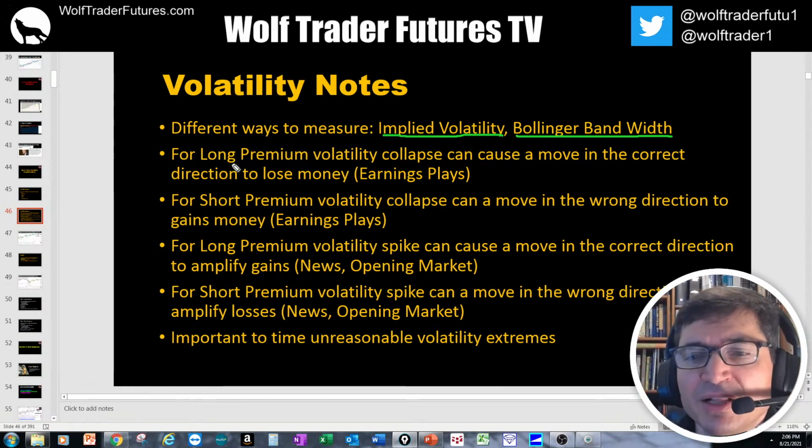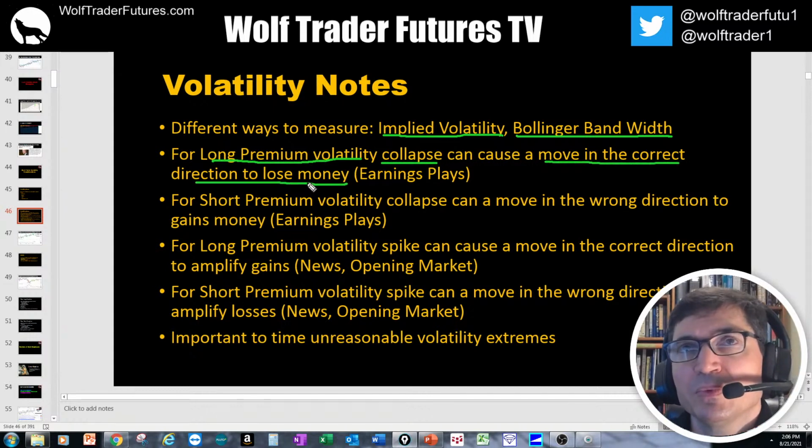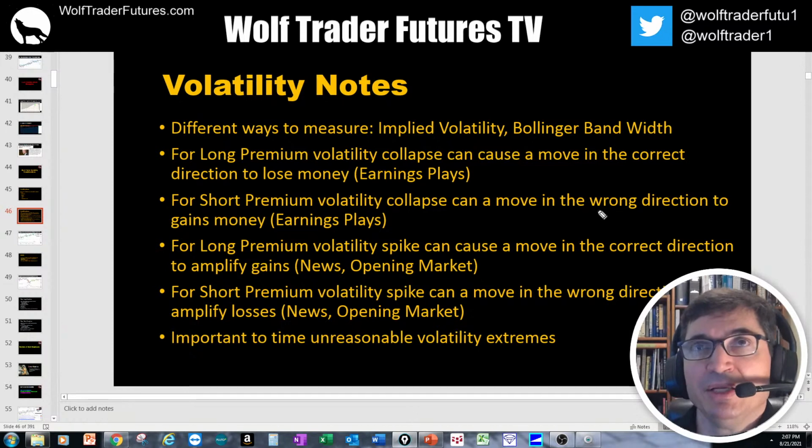So long premium, volatility collapse can cause a move in the correct direction to lose money. Let me say that again. You can be long a call and it goes up, but the volatility goes down and you lose money. Or before earnings, you could be long a put and the volatility is high, and then after earnings, the price drops and you lose money because you didn't time the volatility right. For short premium, volatility collapse can cause a move in the wrong direction to gain money.